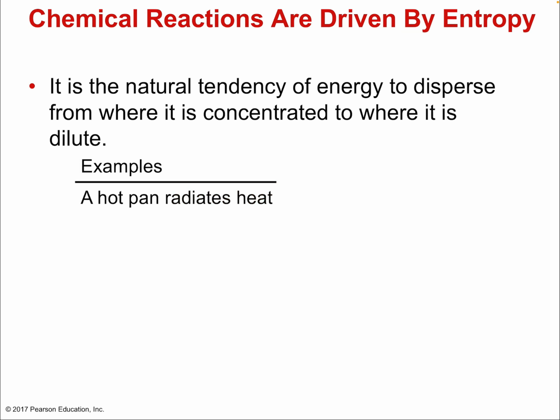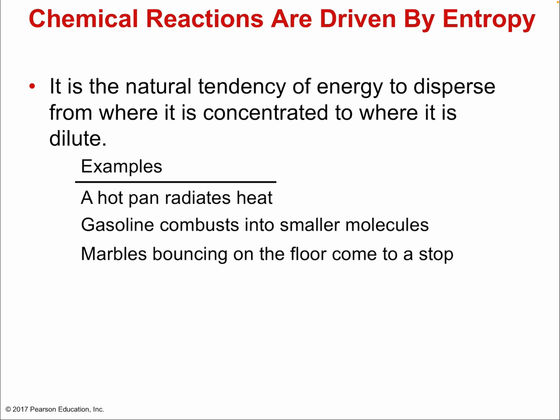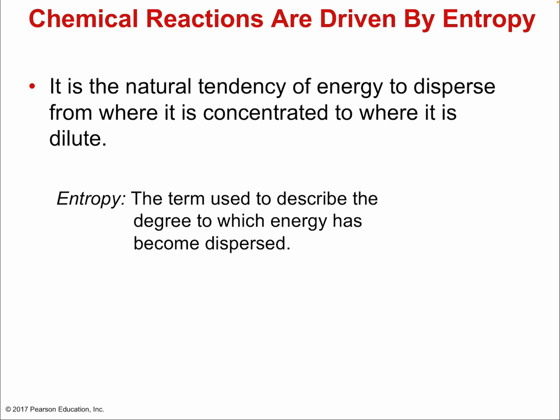That means that something like a hot pan radiating heat definitely follows this idea, right? Gasoline combustion into smaller molecules, right? Marbles bouncing on the floor coming to a stop, right? So these energies are changing form, because what's happening is entropy is increasing in each state. More ordered energy is becoming less ordered energy. Heat is less ordered than, say, the potential energy of something up on the top of a ramp or a marble in your hand. Okay?